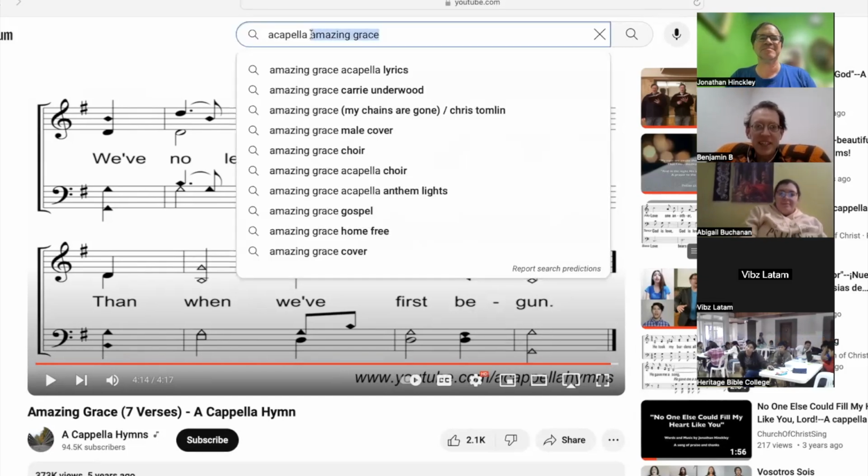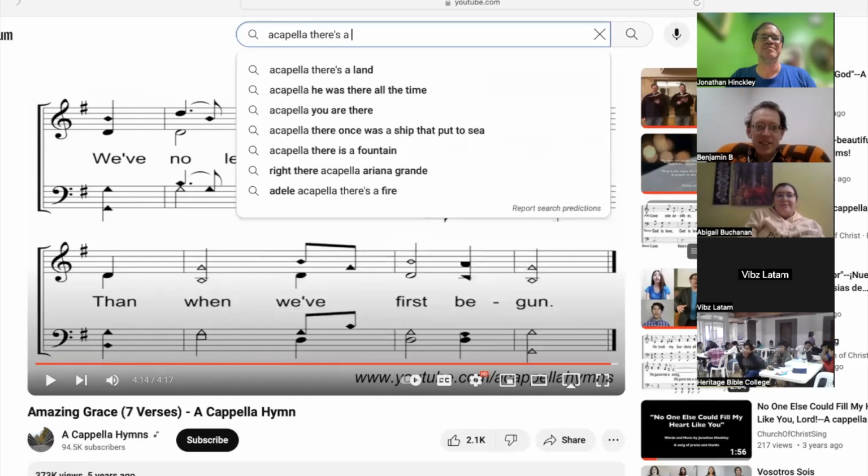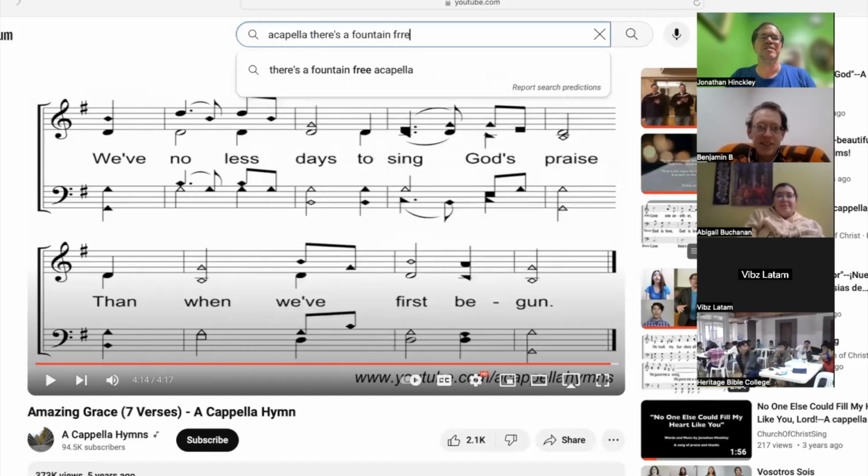There's a fountain free. There's fountain free.